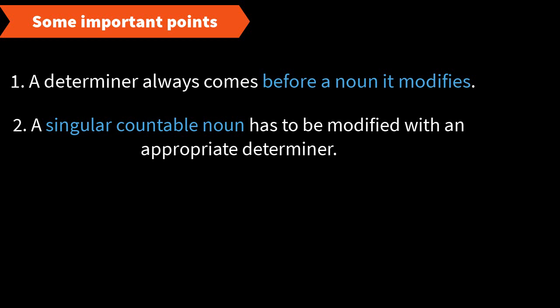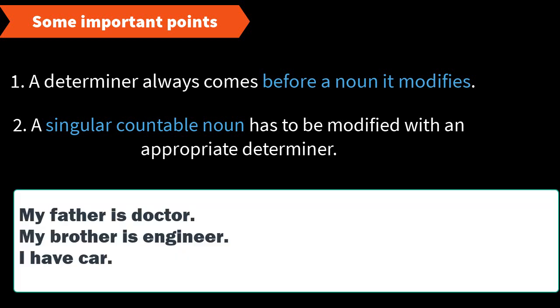You have to do it. If you do not do it, if you leave a singular countable noun unmodified with a determiner, that's a grammatical error and you should not do it. I've seen people saying, my father is doctor, my brother is engineer. That's incorrect. I have car. That's incorrect, right? Because doctor, engineer, car, all are singular countable nouns. One in number, can be counted.